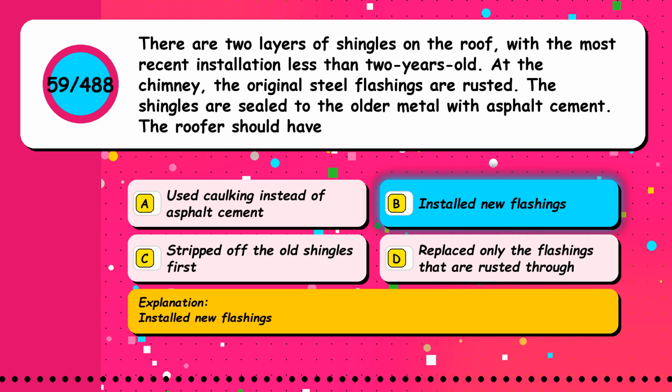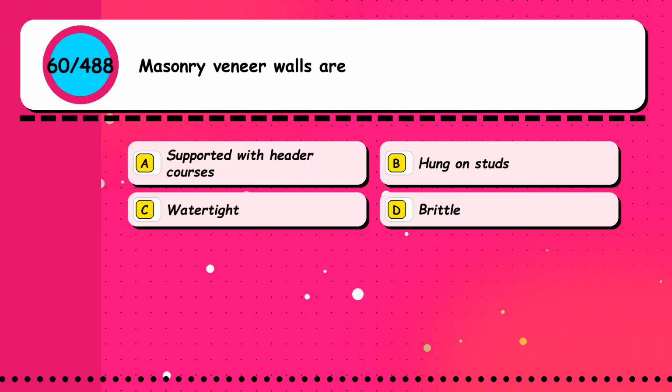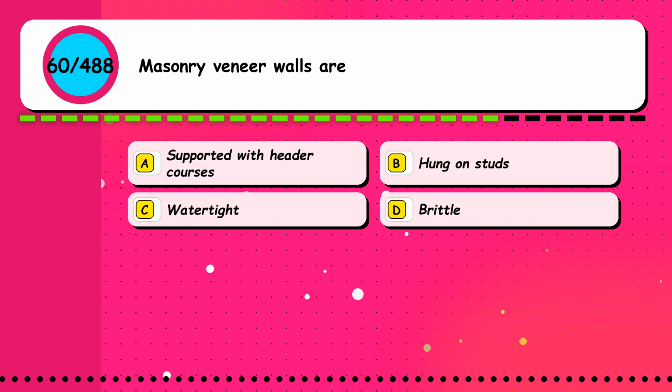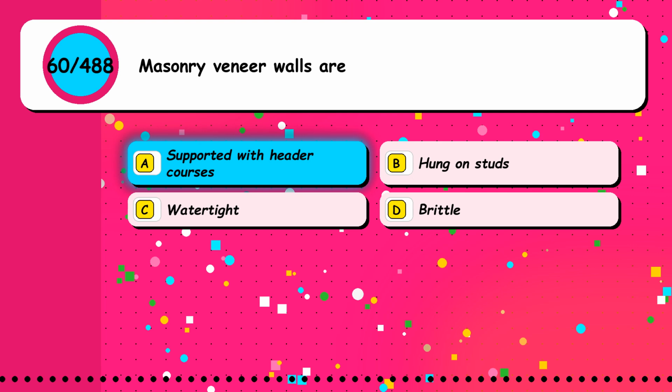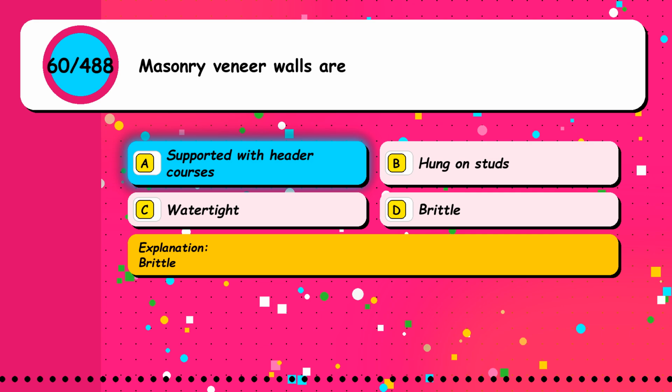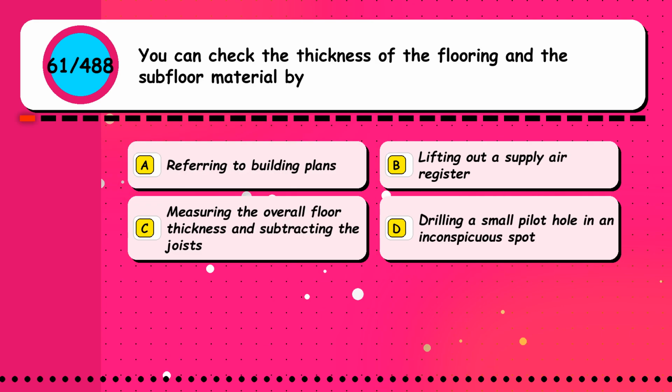Installed new flashings. Question 60. Masonry veneer walls are option A, supported with header courses. Option B, hung on studs. Option C, watertight. Option D, brittle. The correct answer is option A, supported with header courses. Brittle.